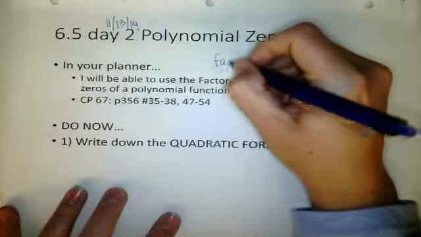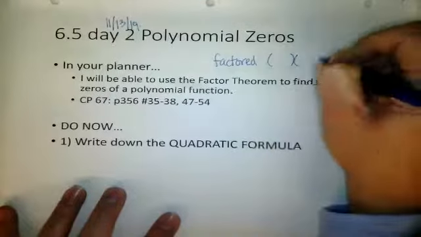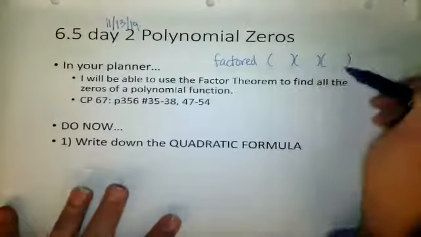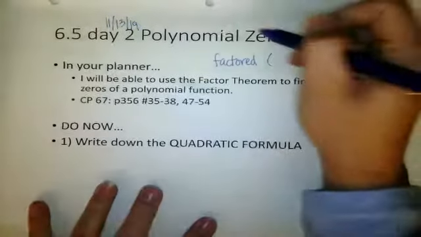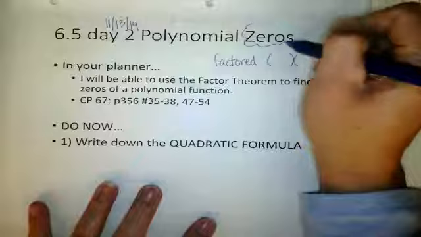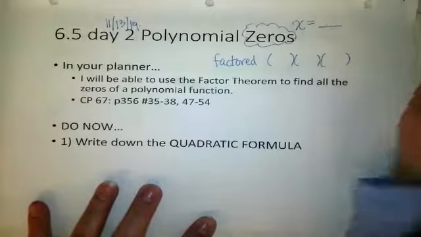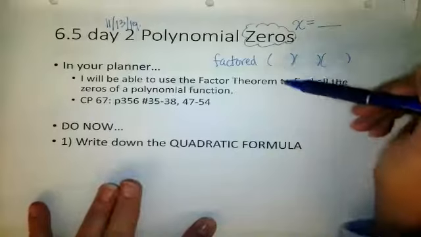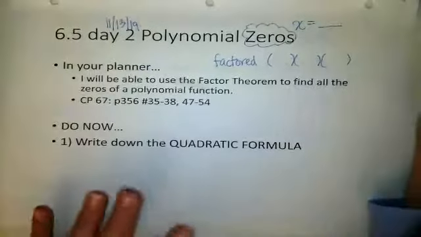Yesterday we wanted our polynomial factored. Rewrite it in factored form. And factored form is where we have all of the bubbles, okay? But today we want to find the zeros. And when they're asking for zeros, they actually want to know what does x equal. So not just the bubbles, but one extra step where we solve for x.